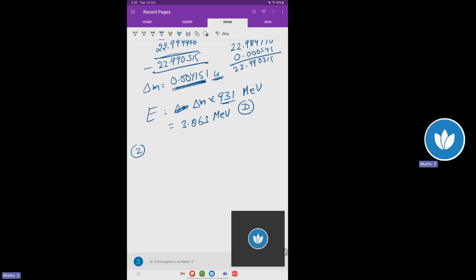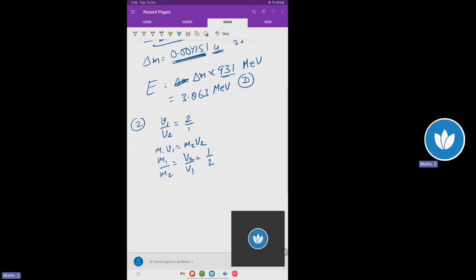Now question number 2. A nucleus ruptures into two nuclear parts which have their velocity ratio V1 by V2 equal to 2 by 1, and from momentum conservation M1 V1 is equal to M2 V2. So M1 by M2 is V2 by V1 is equal to 1 by 2, and the mass is directly proportional to cube of radius. So R1 by R2 is equal to (1 by 2) raised to 1 by 3. Option D.